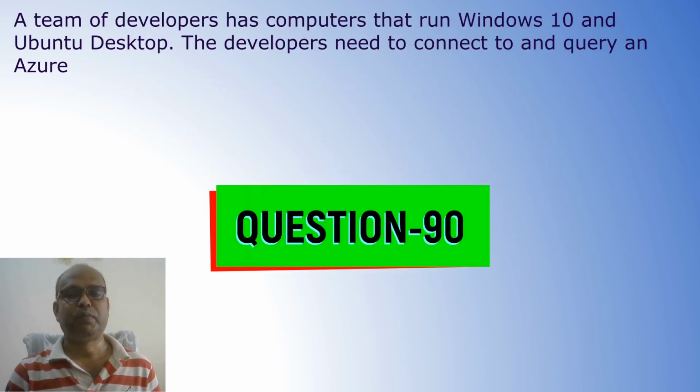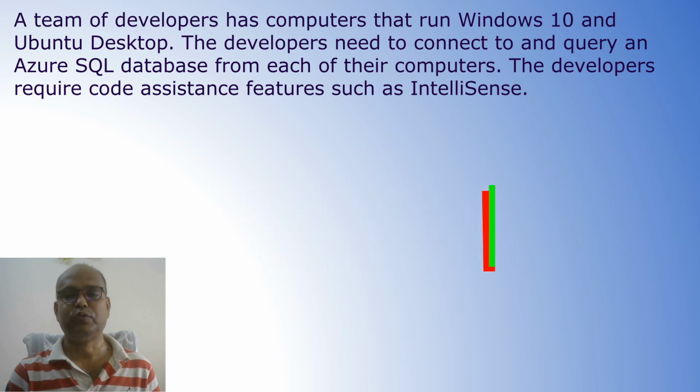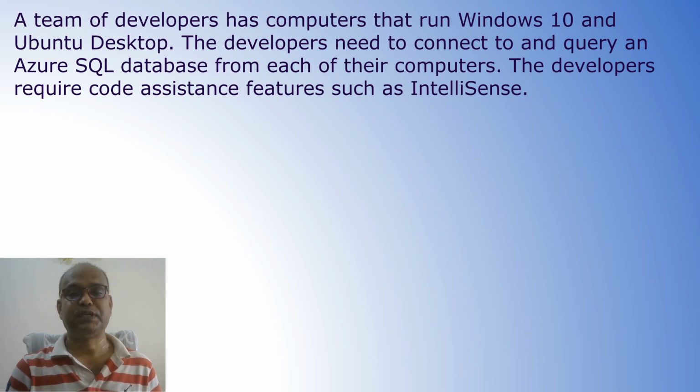Next question, question number 90. A team of developers has computers that run Windows 10 and Ubuntu desktop. The developers need to connect to and query an Azure SQL database from each of their computers. The developers require code assistance features such as IntelliSense.